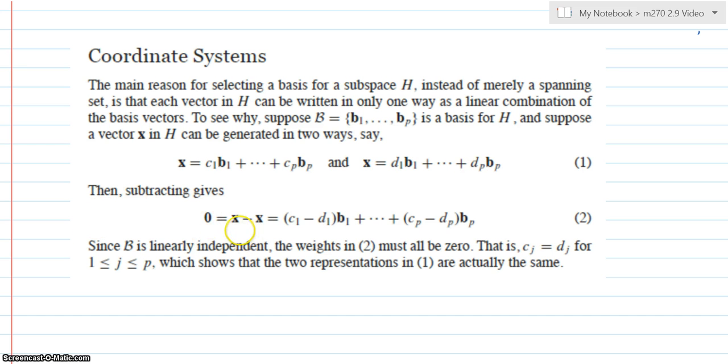But if you subtract X minus X, you get 0, and then you would subtract your coefficients there. And since B is linearly independent because it's a basis, the weights must all be 0 because it's equal to 0. So if they're all 0, each Cj better equal Dj for all the j's between 1 and P, which shows that the two representations are actually the same.